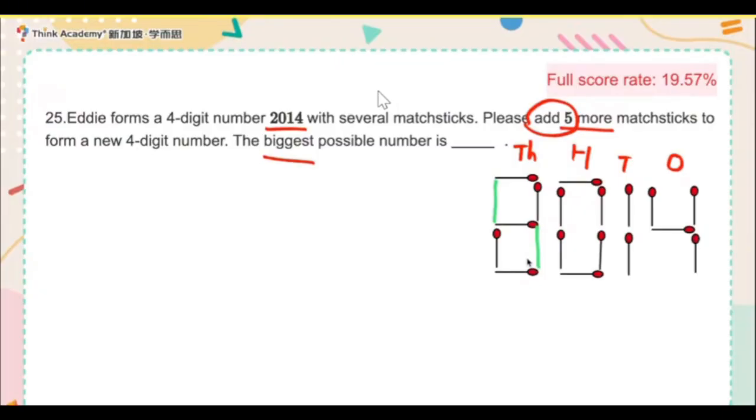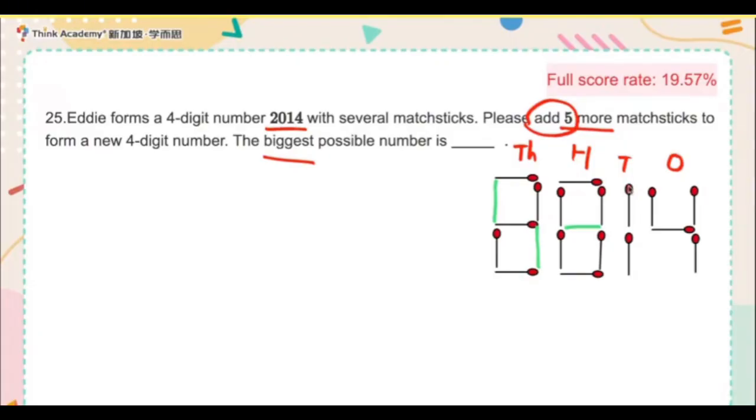And then we want the number to be the biggest, so which digit do we need to care about next? Yeah, the hundredth place, right? Can we make it become a 9? Cannot, right? But we can make it become an 8. So you see, we add another one here. Then this hundredth place will be 8. Right now we still have how many more sticks? 2 more.